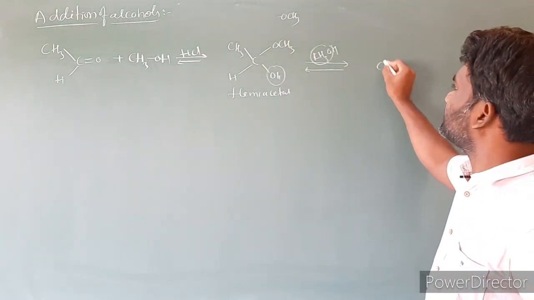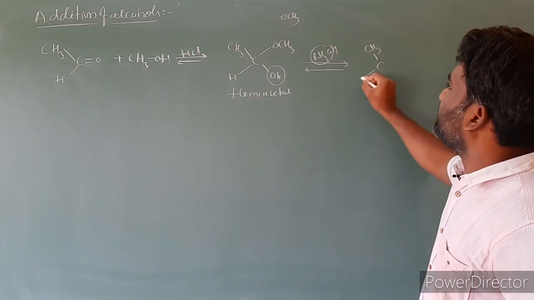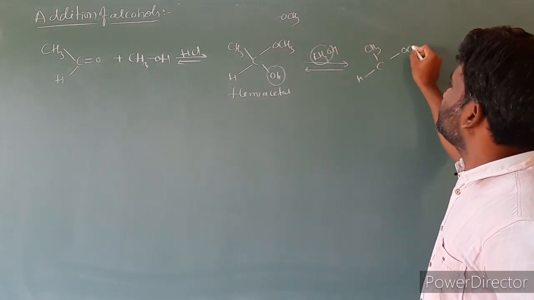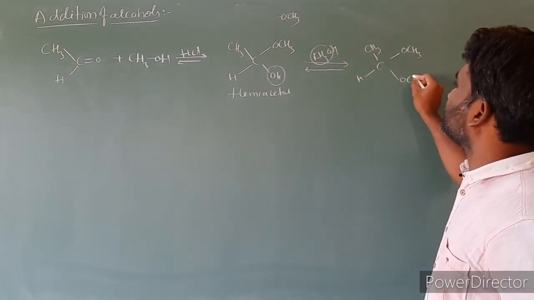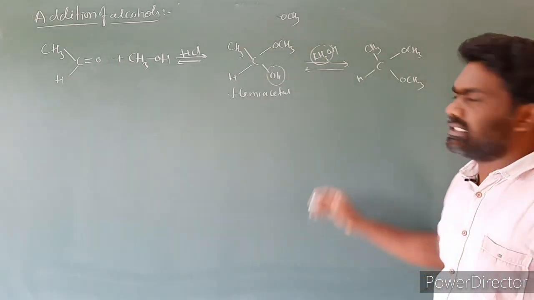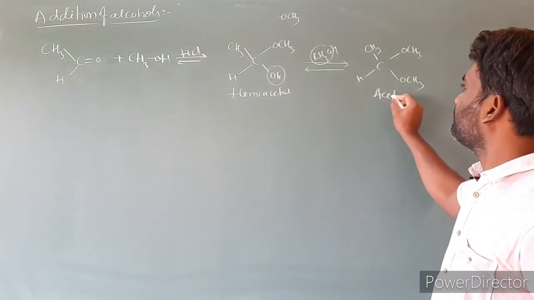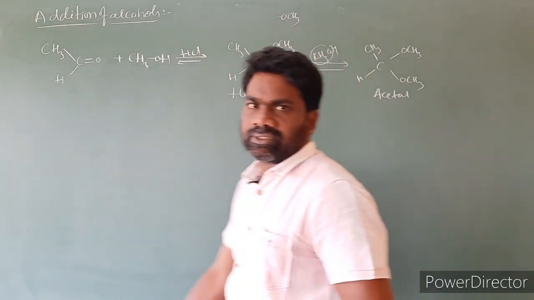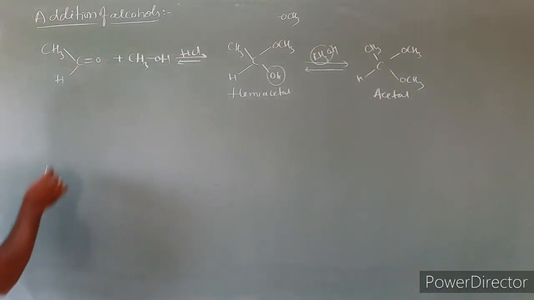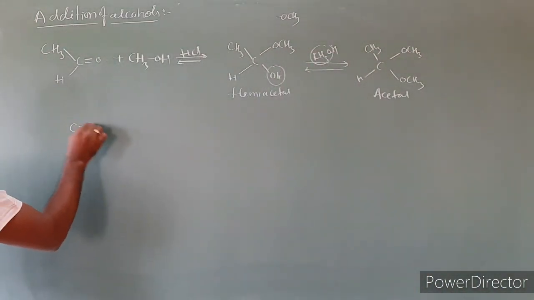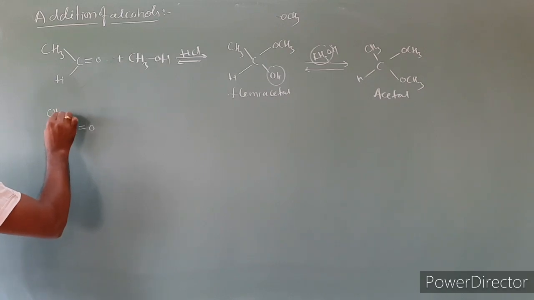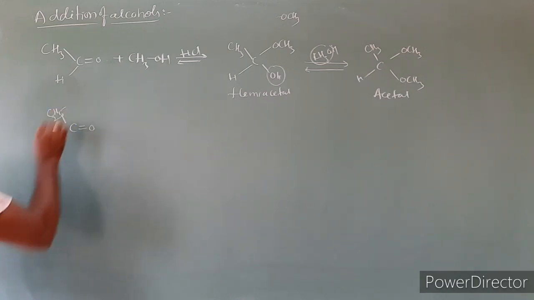Then the product is CH3H, OCH3, and this is OCH3. Isn't it? This is called an acetal. Take one more example for better understanding. I am taking C double bond O, CH3, so C2H5, and this remains H.